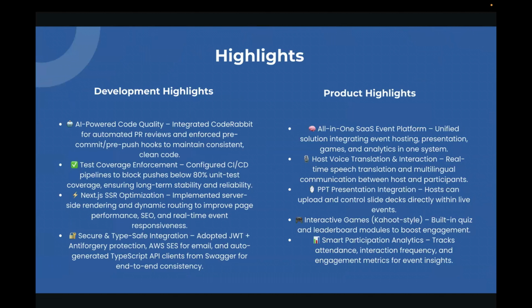This page is about the highlights of our project. On the development side, we have hooks for both front-end and back-end to make sure every PR has over 80% test coverage. And we have a segment to interact with our Slack. And we use JWT refresh tokens stored in the cookie and link tokens together with anti-forgery protection to keep users safe when they log in, verify their email, or join an event.